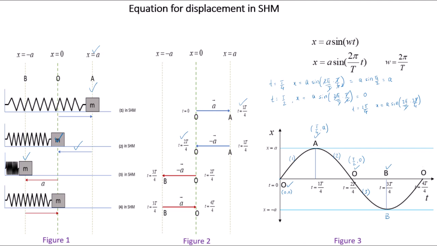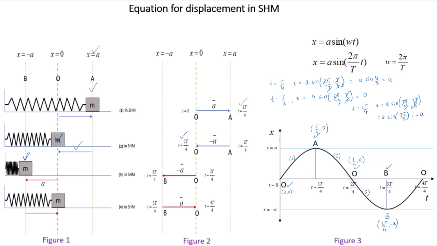T and T cancel, 2 and 2 over here. So this will be A sine of 3 pi over 2, or 270 degrees, which is minus 1. Therefore, it will be minus A. This matches with the observation that the particle or object will be at position x equals minus A, and we can write the coordinates of this point as 3T over 4, comma minus A.